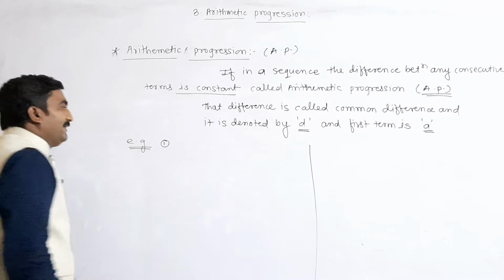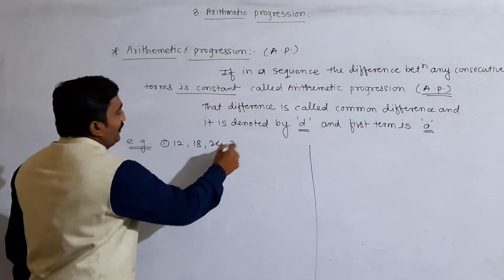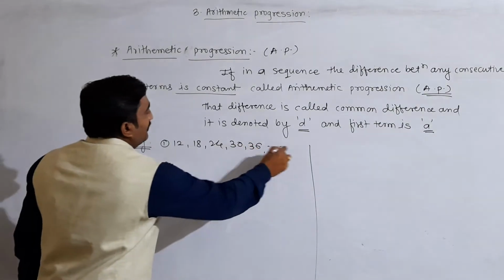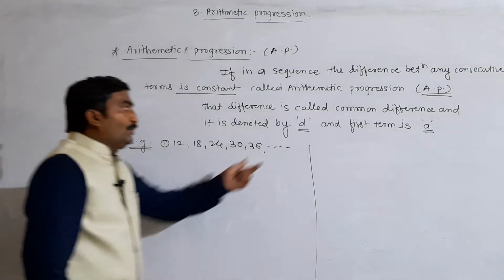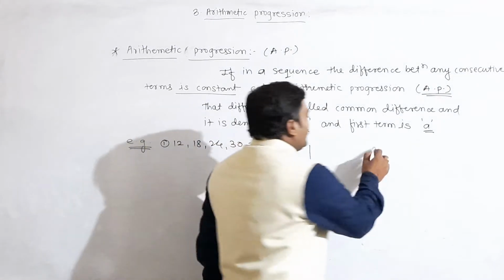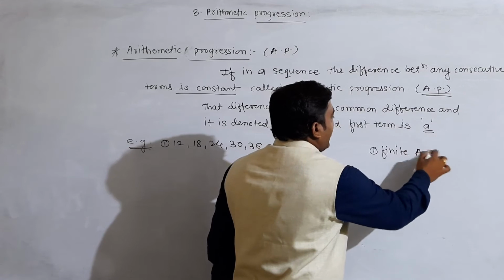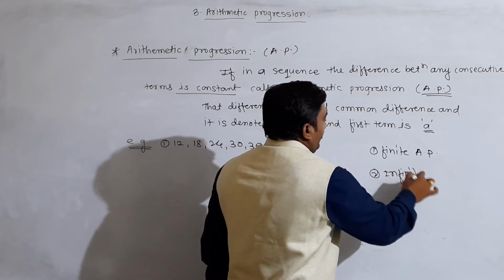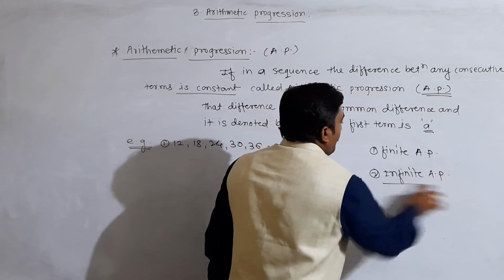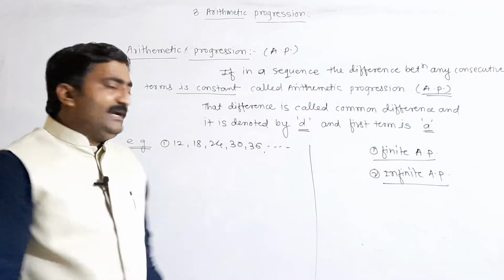Suppose we are given 12, 18, 24, 30, 36. But remember that there are two types of AP. First is finite AP, and second is infinite AP. So what is the difference between finite AP and infinite AP?